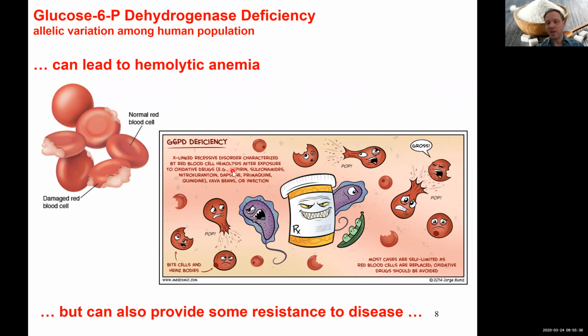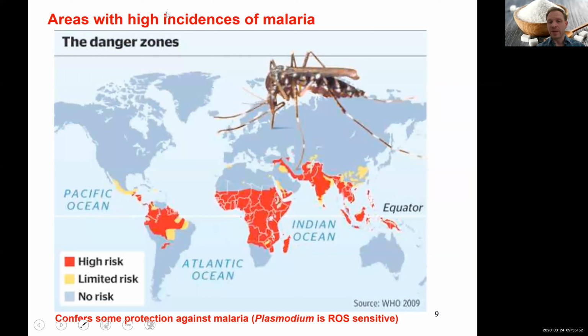But it actually can also help you. In some cases, this deficiency in the PPP and in the G6P dehydrogenase can actually also help you and provide some disease resistance. And specifically here, it can provide resistance to malaria. Malaria is caused by a bacterium of the group of Plasmodium. And it turns out that Plasmodium is very sensitive to oxidative stress.